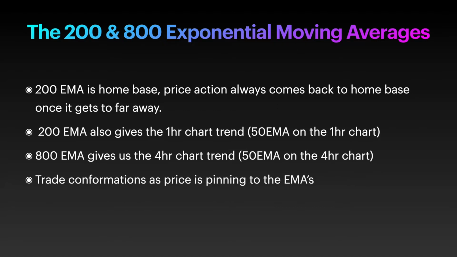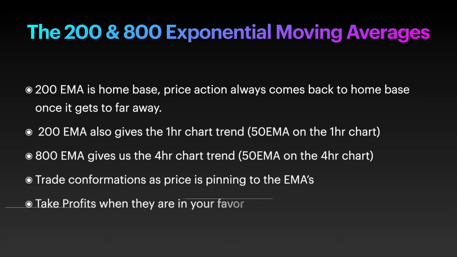I also use the 200 and the 800 EMA as trade confirmations for price action that's pinning to the EMAs. So you might get a setup, let's say a type 1 setup, where you're looking for sells, and the type 1 setups, the M formation essentially pins to either the 200 EMA or the 800 EMA and reverses back down. So essentially the 200 and the 800 EMA also act as a form of support and resistance.